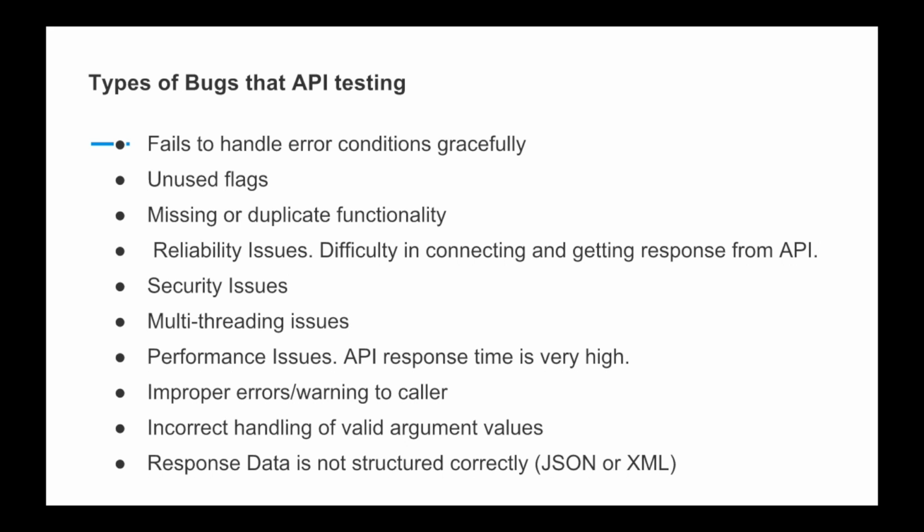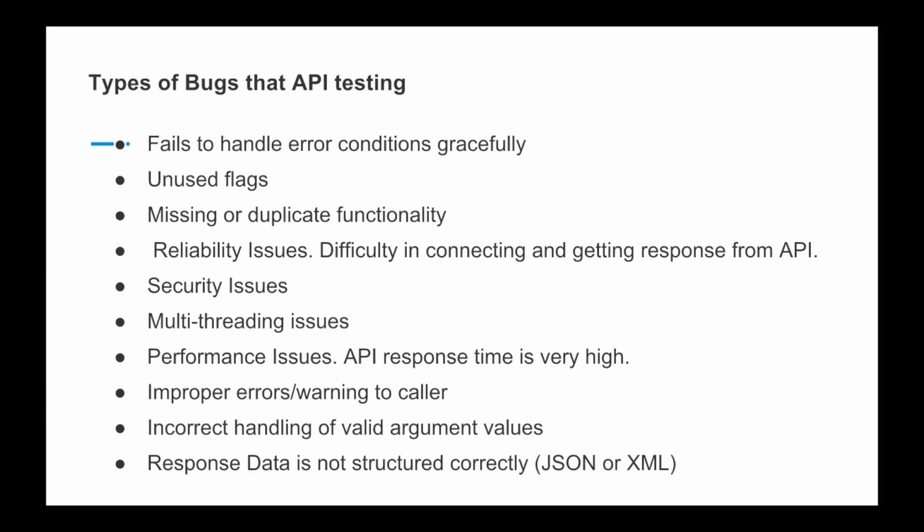So let's discuss the types of bugs that we encounter while doing API testing. The bugs that we have include failing to handle error conditions gracefully. For example, there's a particular API where whenever I give 1 and 1 as input, it gives me an output of 2.